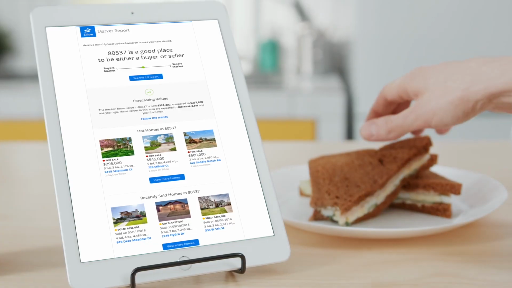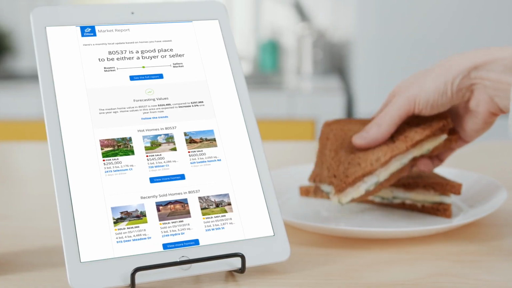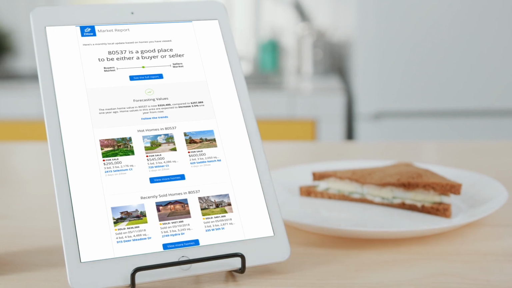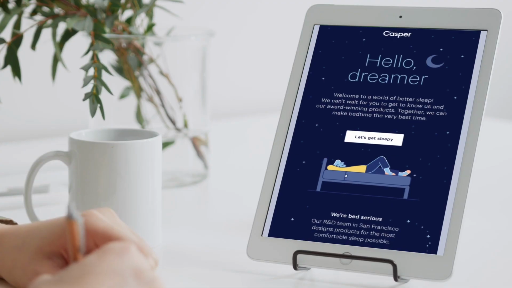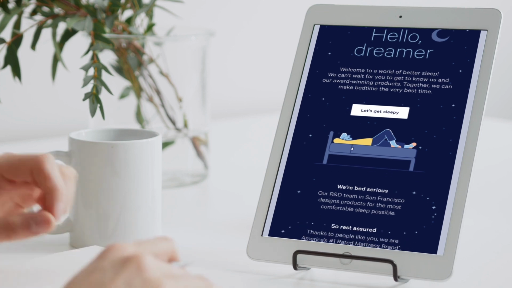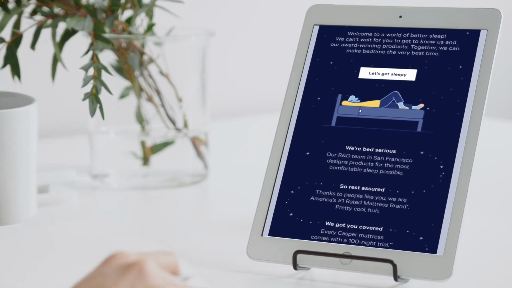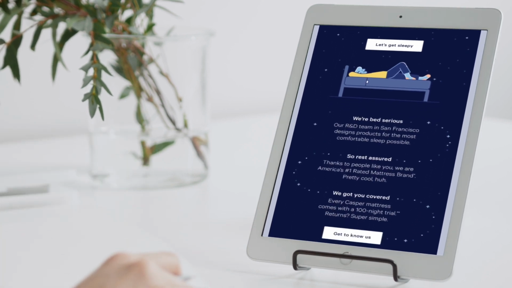See how they've personalized the listings they have sent out to ensure it's in the recipient's target area? This personal touch is what matters. Here's another one by Casper. This worthy reminder may be just the touch needed to drive a potential customer over the line.